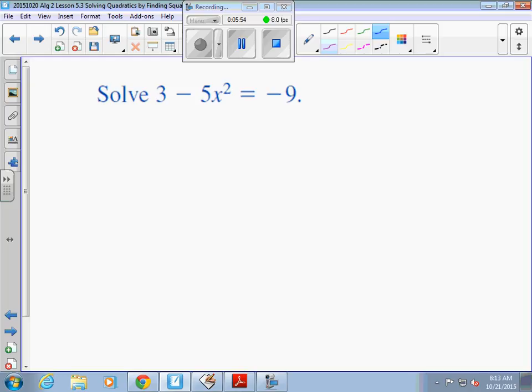So on the back, let's do this one: 3 minus 5x squared equals negative 9. Remember, undo your order of operations backwards. Undo subtraction and addition first, then multiplication and division, then exponents, and then parentheses. Remember, for exponents, that's where we put the radical step. Let's take about a minute, see if we can handle that one.